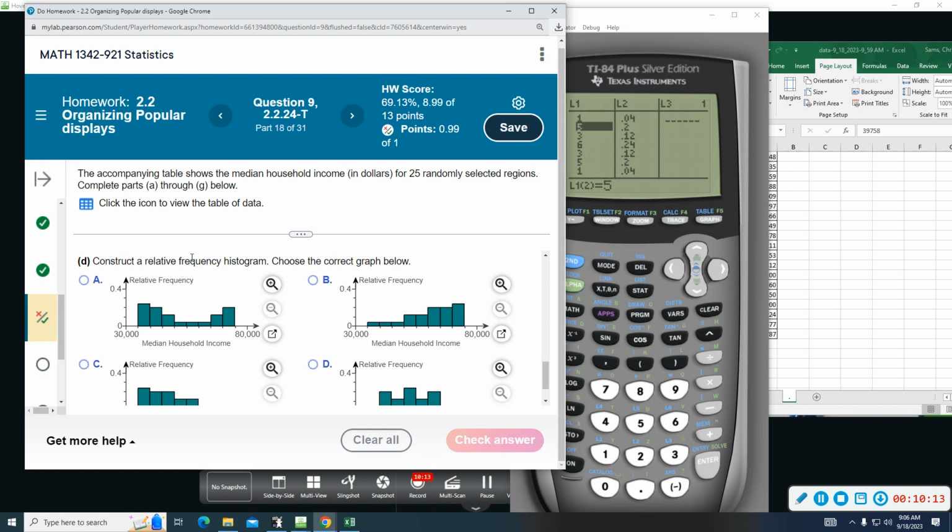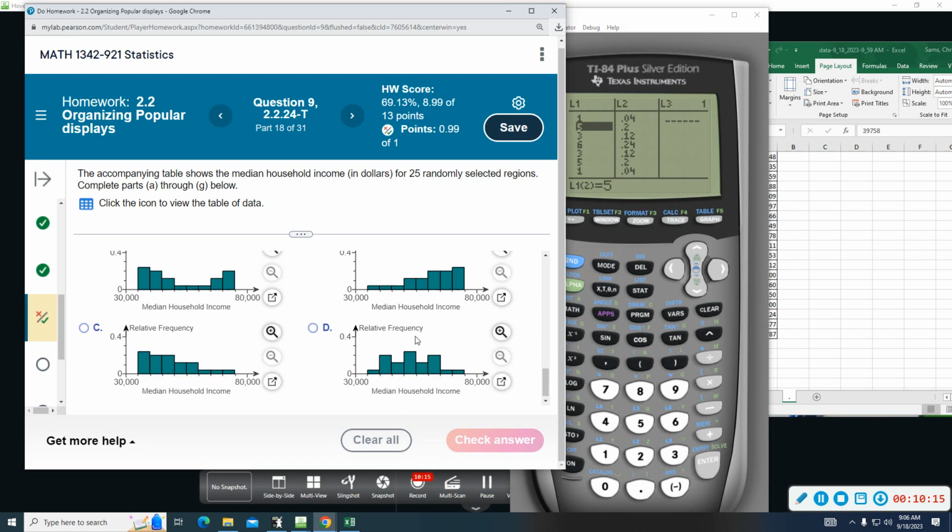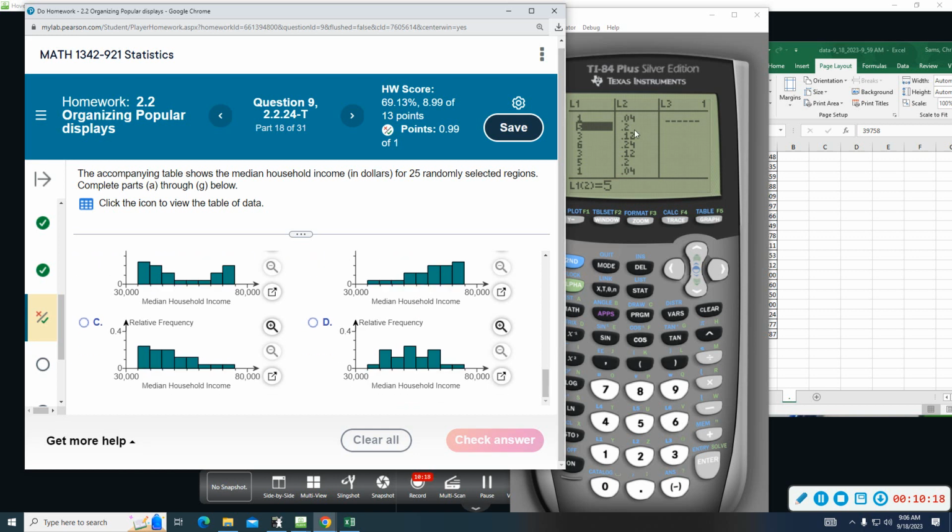D wants us to construct a relative frequency histogram. So same thing, just the heights will be the relative frequency. So it's going to be the same pattern. Looks like D again.